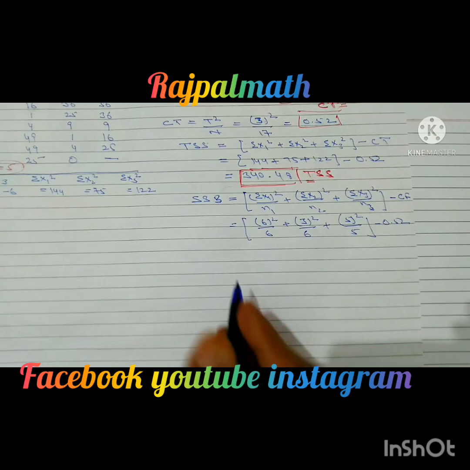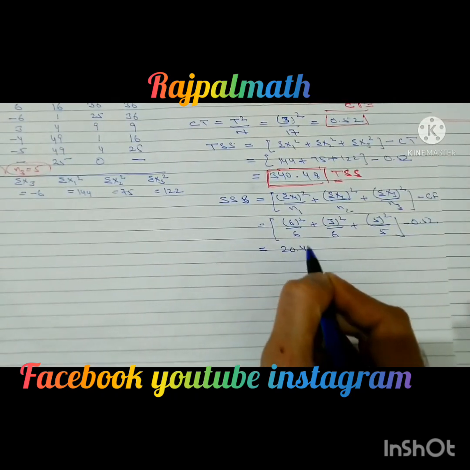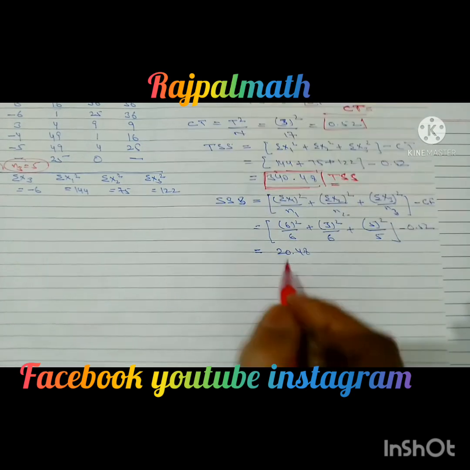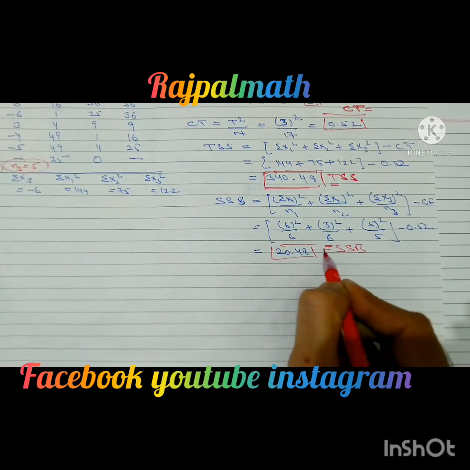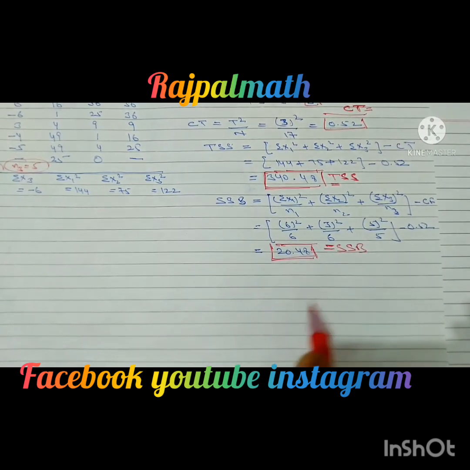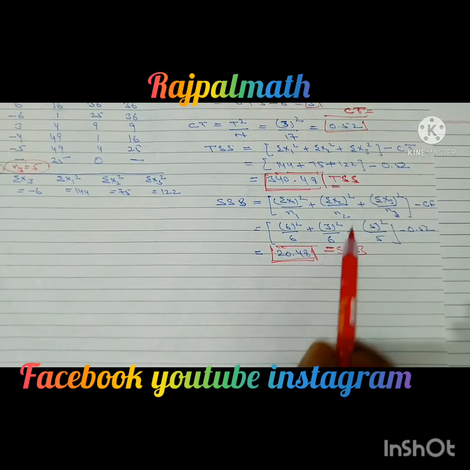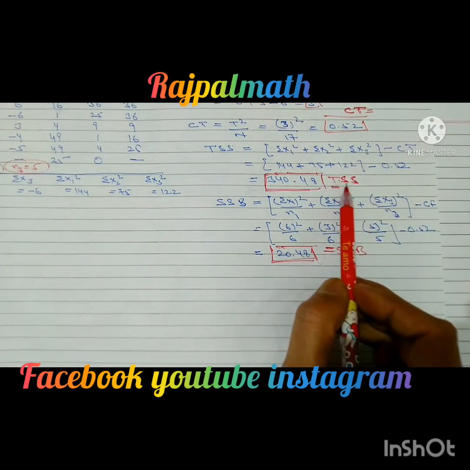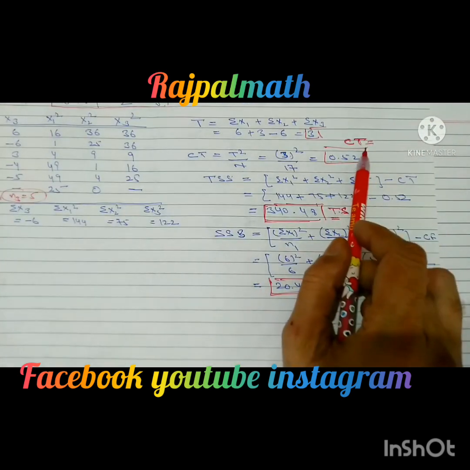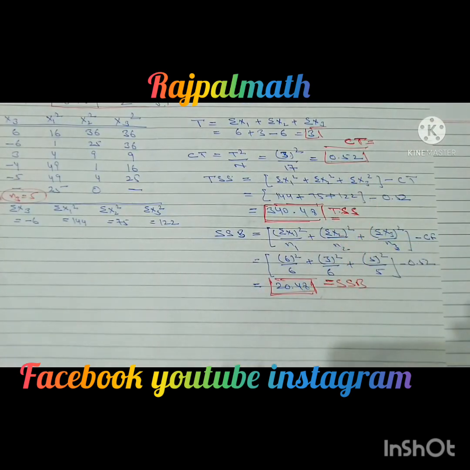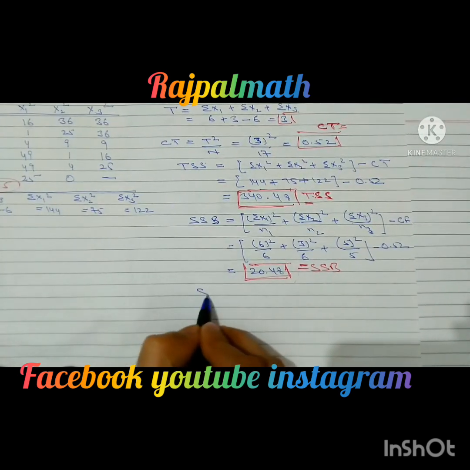By calculating all this, we get 20.48. So the value for SSB is 20.48, which is the sum of squares between samples. This one is the total sum of squares between samples. CT is the correction factor. Now calculate SSW.